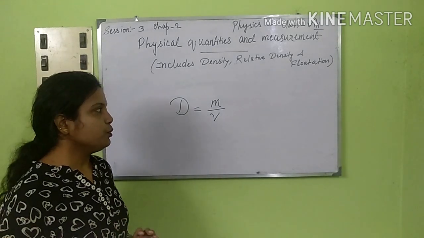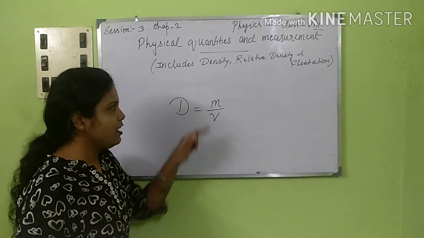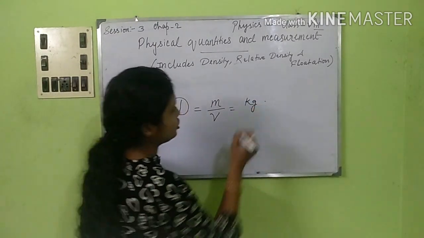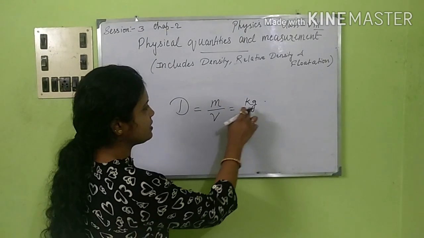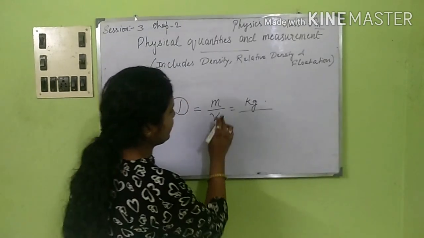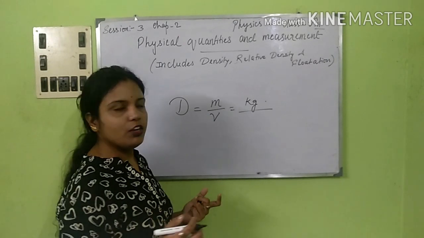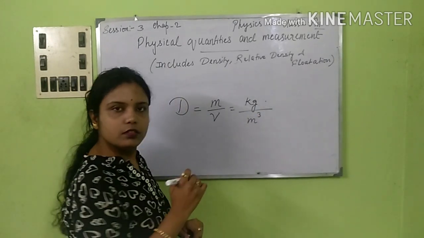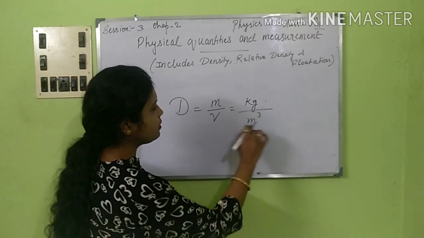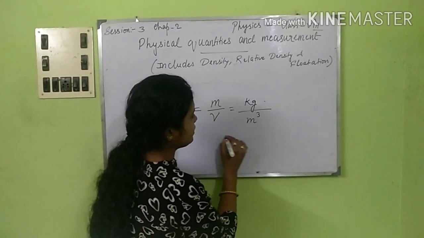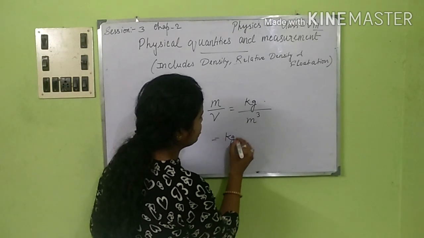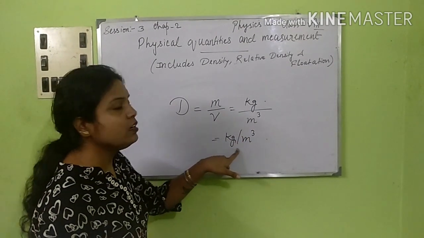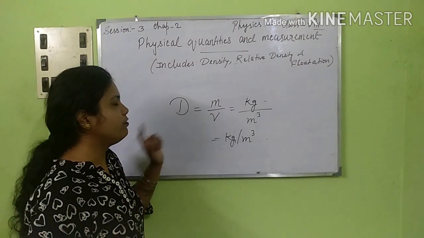Okay, so next coming to the units. Now mass, as you know, we can calculate in kg, right? The SI unit of mass is kg, divided by volume. Volume, we know, is going to come in meter cube, right? So the unit of density comes to be kg per meter cube. This is the particular SI unit of density.